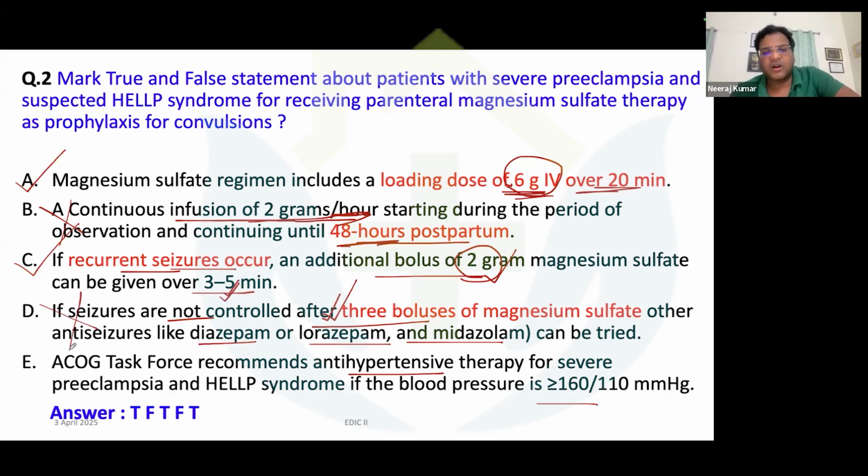If the seizure is not controlled by 3 boluses, here no 3 boluses are there. I think it's 2 boluses. And then the ACOG task force recommends antihypertensive therapy with HELP syndrome only if blood pressure is 160. There is no cutoff of 180 by 110 or 140 by 110. So here 160, and this option is right.